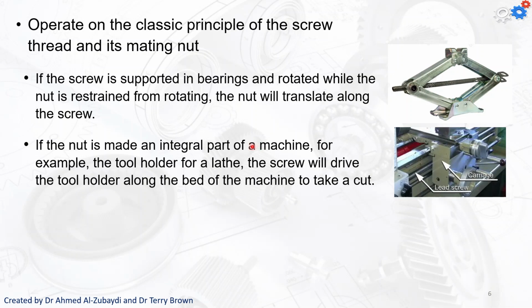The next way is if we have the nut as part of a machine, like we have in a lathe, for example, and we want to move this tool post along the length of the lathe. So we've got the lead screw here. Inside the carriage there will be a nut, and as we rotate this lead screw, this carriage will move along that lead screw. So a similar kind of action to what we have up here, but much more smooth and precise movement and location of the tool post.